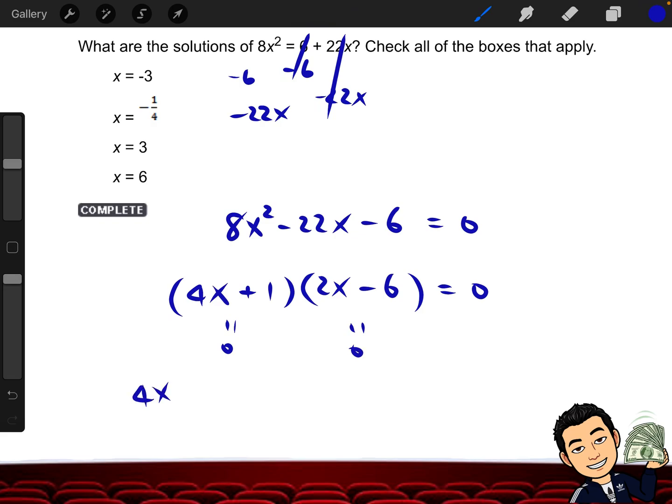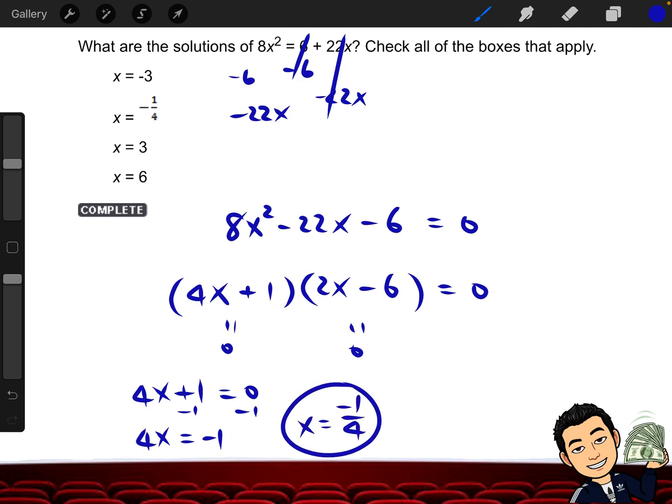So 4x plus 1 equals 0. Subtract 1 on both sides, so you've got 4x equals negative 1. Divide by 4 on both sides, so you've got x equals negative 1/4. So that's going to be one of the answers. Check the second one for that.